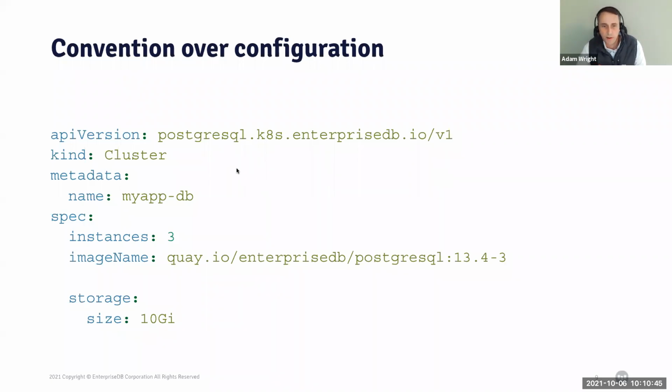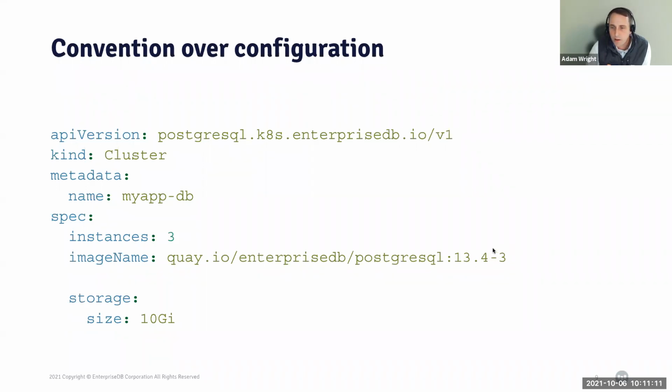So there's a lot of opinions that EDB has that we've baked in already, but you can go to the full example, you can go to the CRD, the documentation that we have, and see a lot of the more advanced options, but this will get you a PostgreSQL cluster named MyAppDB that has a primary and 2 standbys. And this is the image that's going to be pulled. So this is PostgreSQL 13.4.